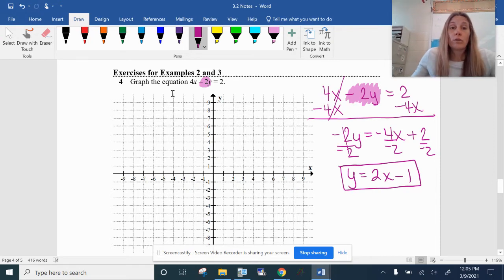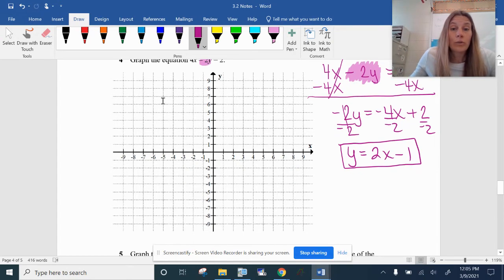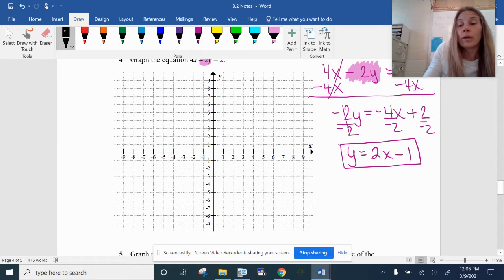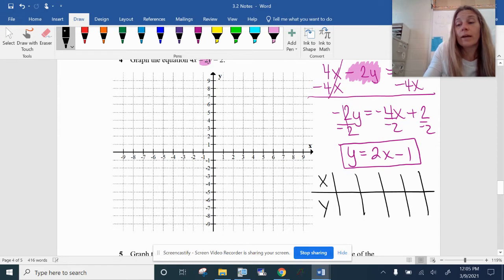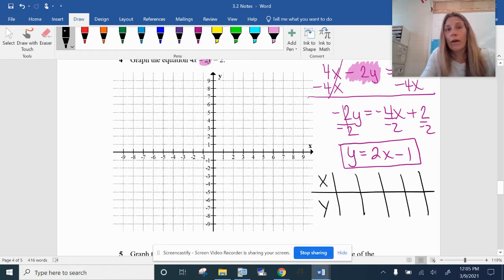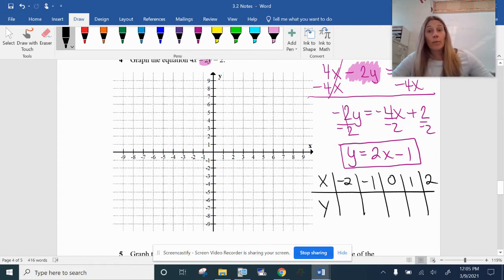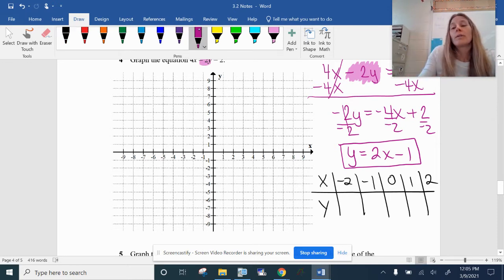Now, there was no restriction given to us in this particular problem. So when I go to make my table, I can put any values I want in for x. Now, if there's no restriction and there's no fraction in my equation, I generally go -2, -1, 0, 1, and 2. They're the smallest numbers. They're pretty much the easiest numbers, and they're most likely to fit on your graph. So I'm just substituting these in here for my x.